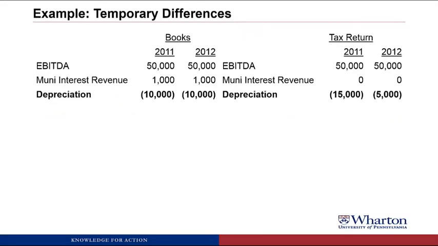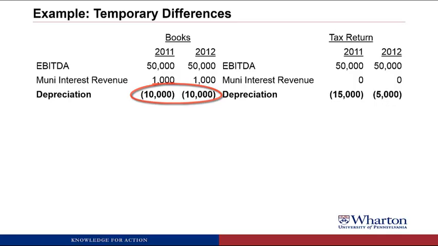Next part of the example is going to show you how temporary differences work. So here, a classic example would be depreciation. Let's say we have an asset which we're only going to have for 2 years. And on the financial statements or the books, we depreciate it straight line over those 2 years. So depreciation is $10,000 expense per year.